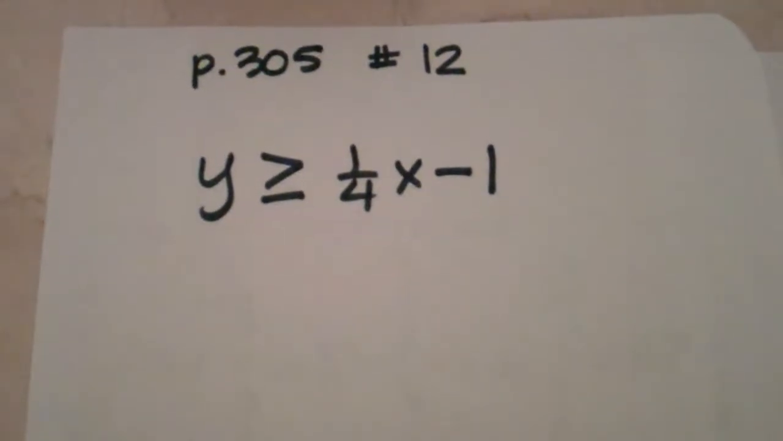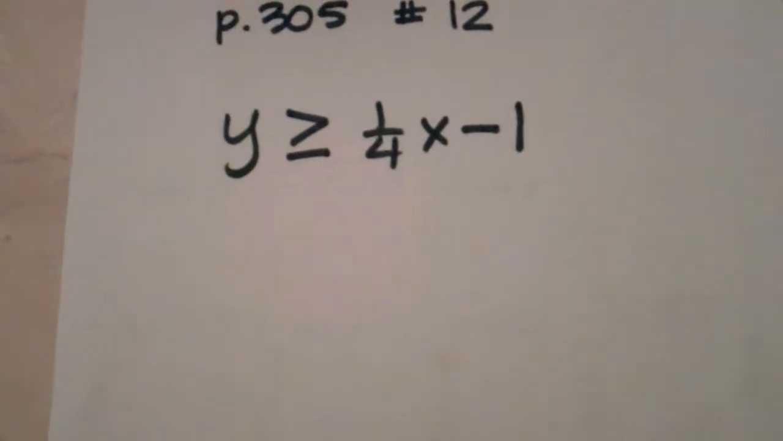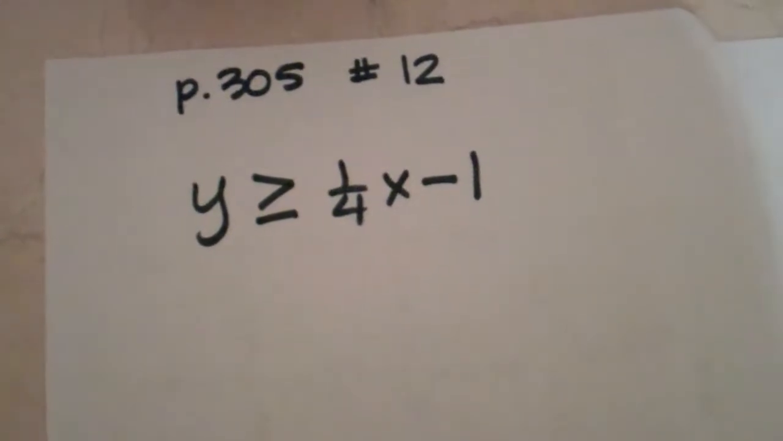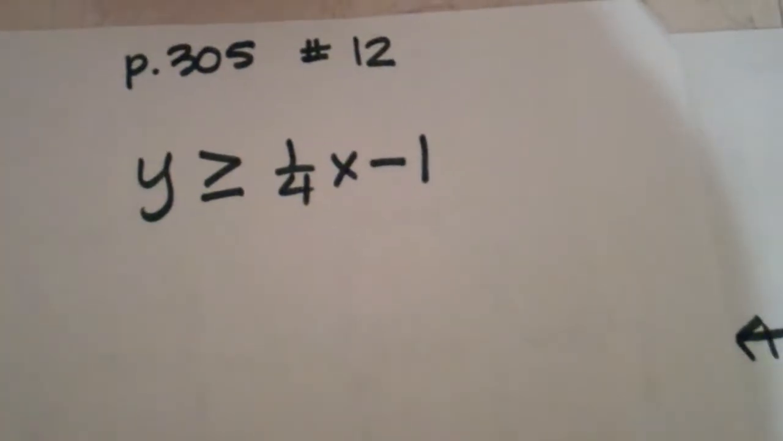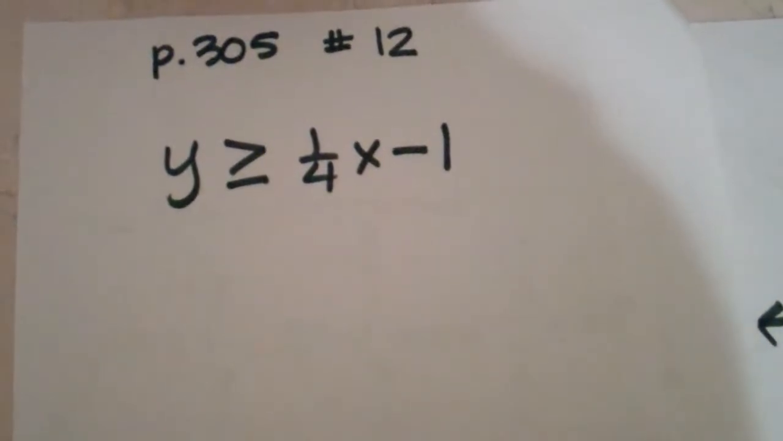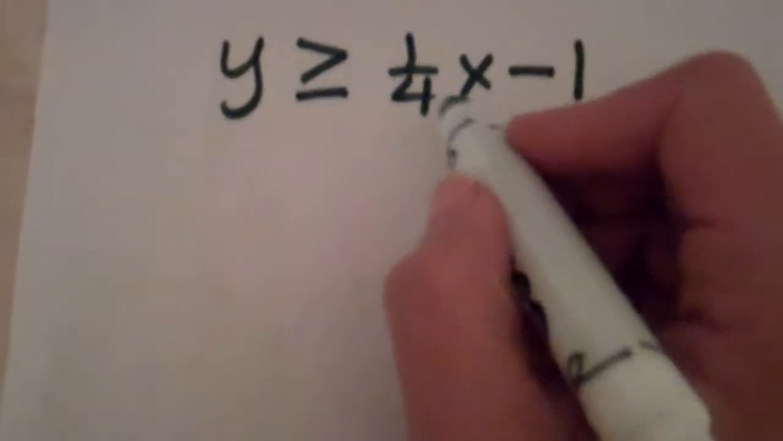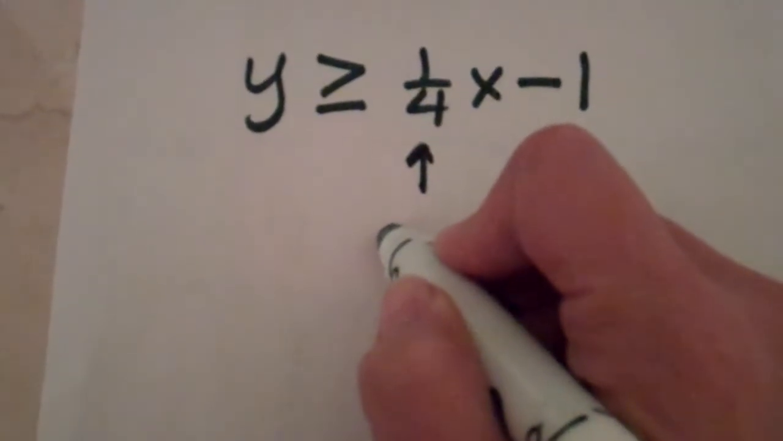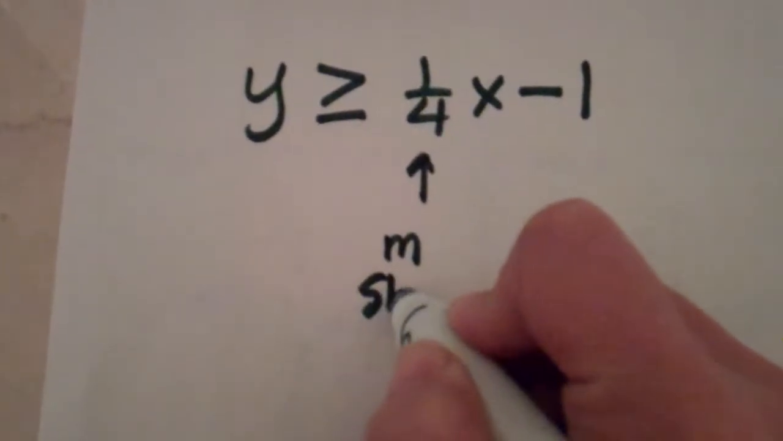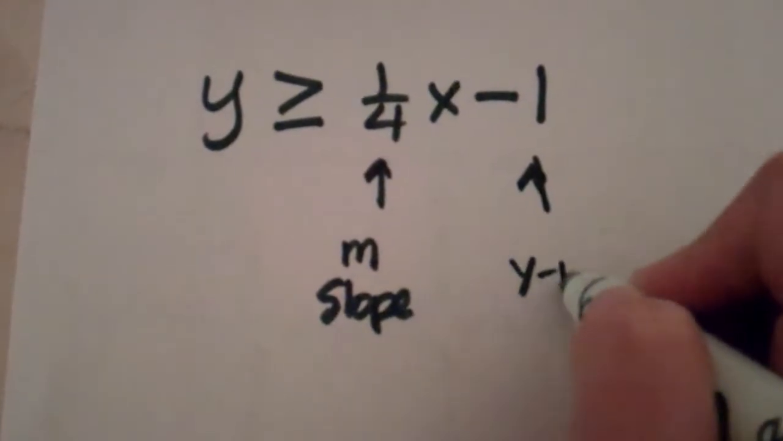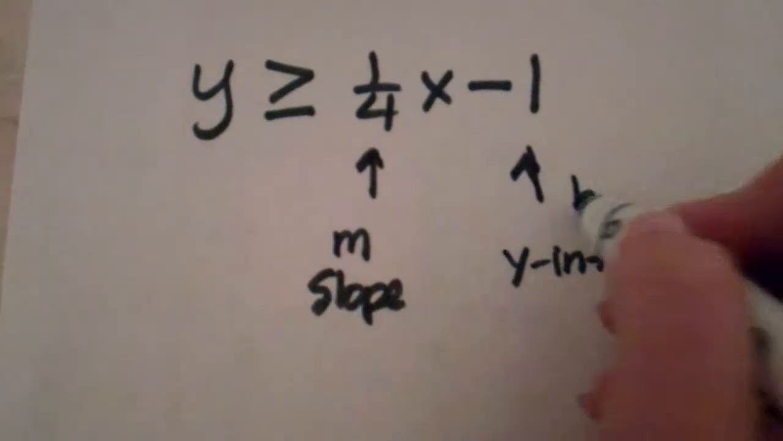Okay, I'm also going to be doing number 12 from page 305, and this one asks you to graph it. Now I need to graph it using slope-intercept form. And so I have, this is my M or my slope, and this is my y-intercept, which is also called the B.